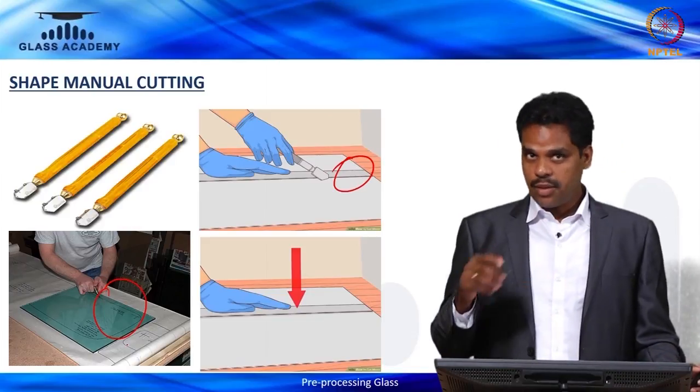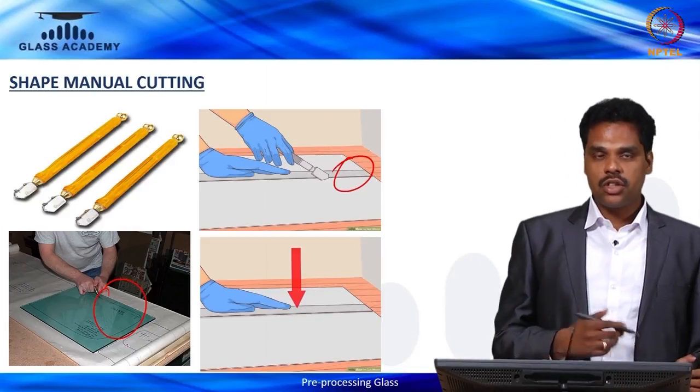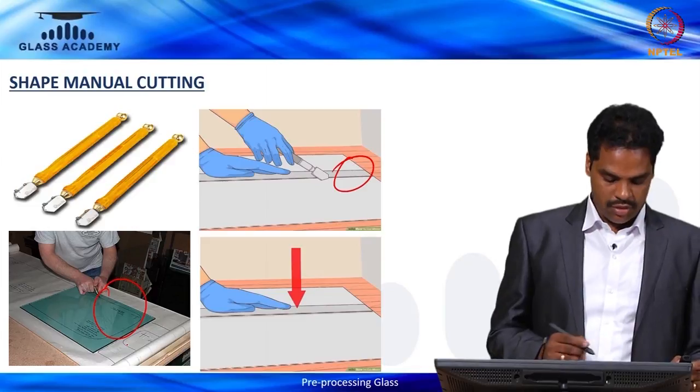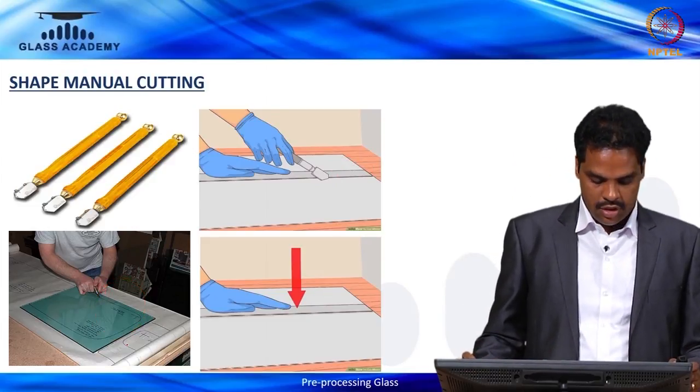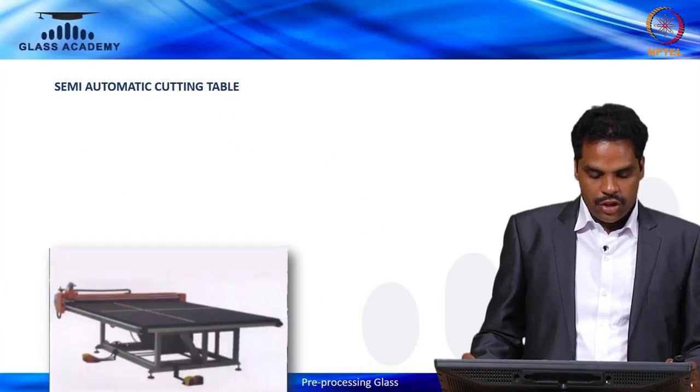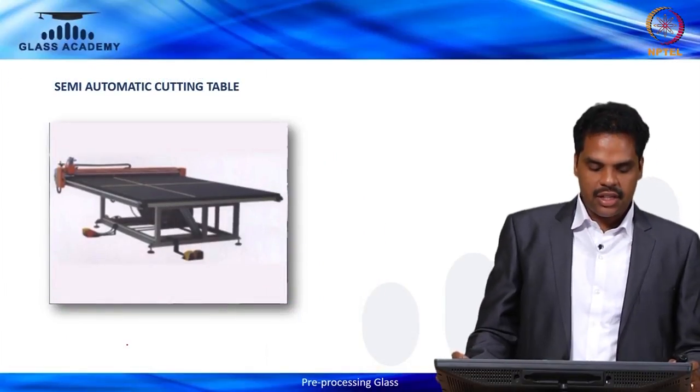They used to place the templates over the glasses and cut with manual scoring. This is the shape glass cutting process. And next we are going to see about the semi automatic cutting table.